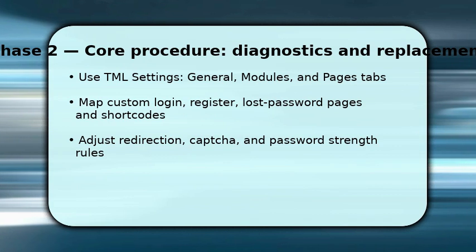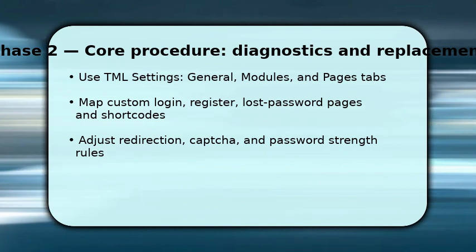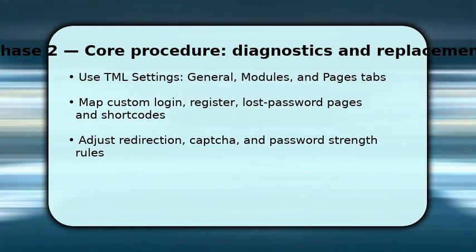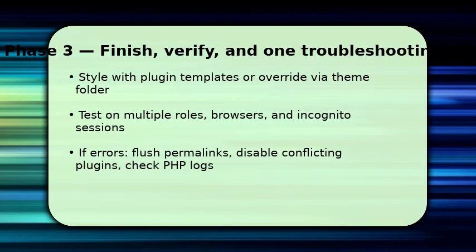This prevents loops. Enable modules like reCAPTCHA or honeypot for spam control, and set password strength and email templates. Make changes one at a time and test each page to confirm behavior and avoid conflicts with other plugins. Finish by customizing templates or copying TML template files into your child theme to override markup and CSS.